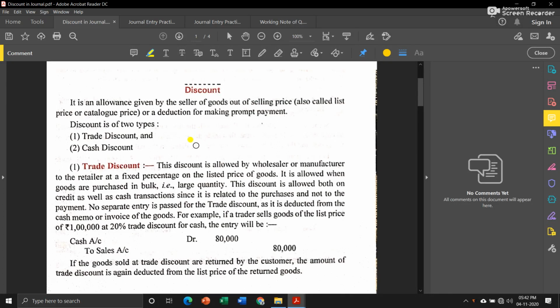Hello everyone, in this session we will discuss discount and we will see one question of journal entry. Now first let us see what is discount.